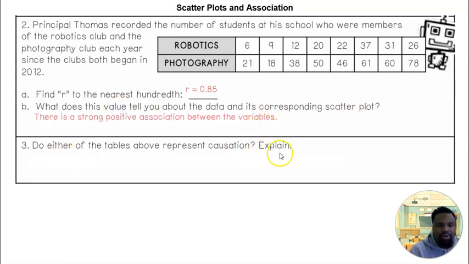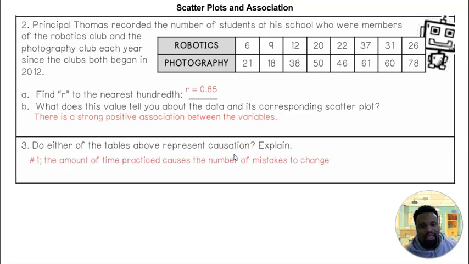Do either of these tables above represent causation? In the first table, you looked at the more times you practice, the fewer mistakes you made, versus the people in the robotics club versus the people in the photography club. Look at those two associations. The people in the robotics club don't necessarily have an influence on the people who attend the photography club, whereas the number of times you practice has an effect on the number of mistakes that you make. So the first table would be causation, or more likely to be causation.